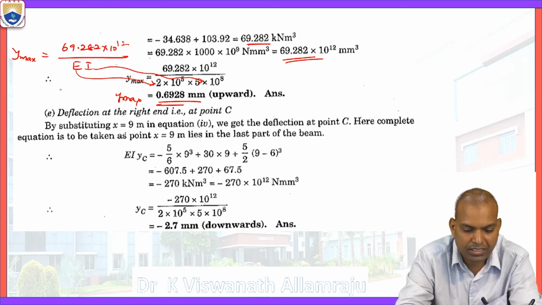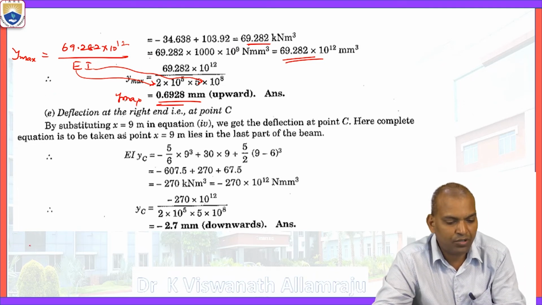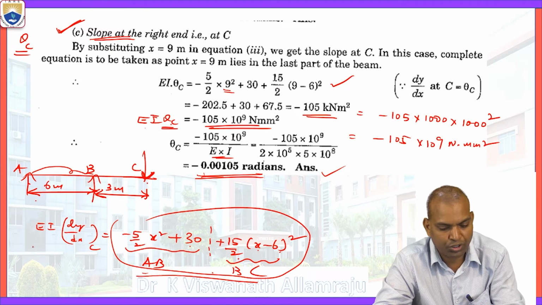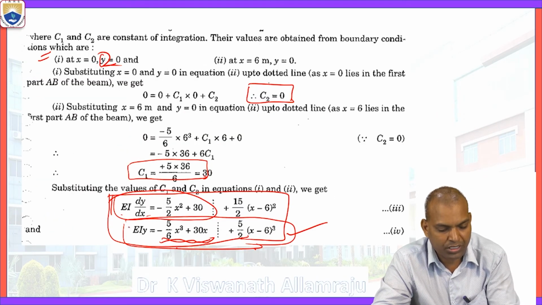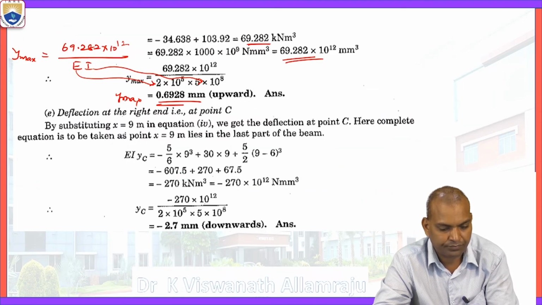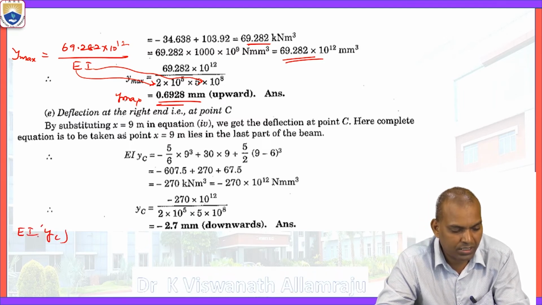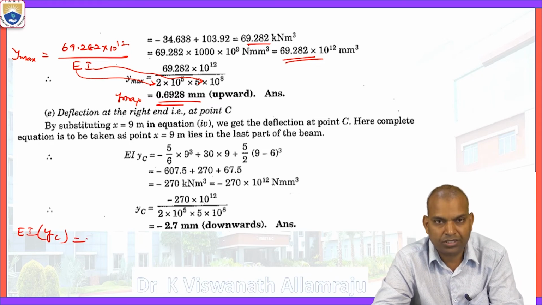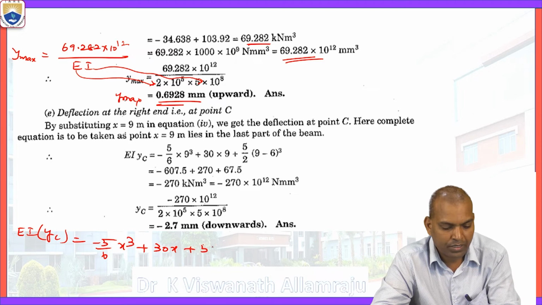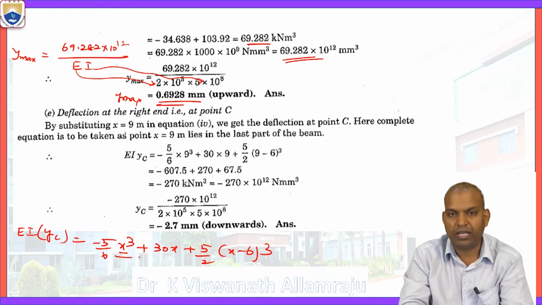Now the deflection at the end, at point C. For the deflection at point C, we have to consider the total portion of the equation: minus 5 by 6 times x cube plus 30 times x, plus the second term, for EI times yc. C is at x equal to 9 meters, that means the A to C portion: minus 5 by 6 x cube plus 30 times x plus 5 by 2 times x minus 6 whole cube. In that equation, substitute the x value.